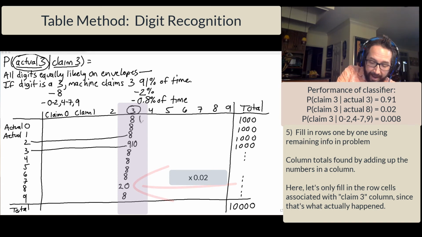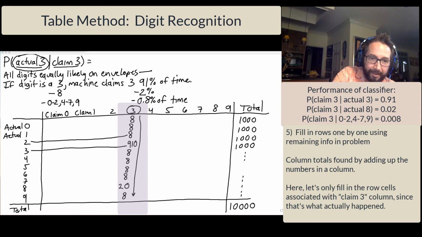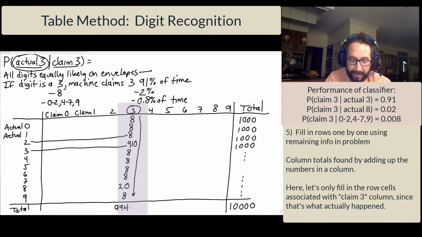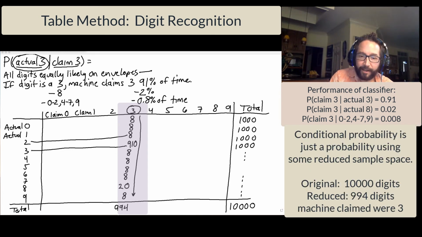So if we add up this column, what do we end up getting? Doing it in your head, or cheating and looking at the next slide, we find that there are going to be 994 instances where this machine says, hey, I'm dealing with a 3 here. So here's that reduction of the sample space. Here's the sample space changing. Originally, the prior probability that we're dealing with a 3 is 10%. If we imagine 10,000 different digits, they're all equally likely. Well, 1,000 of those are going to correspond to 3s. So we started out with a sample space of essentially size 10,000.